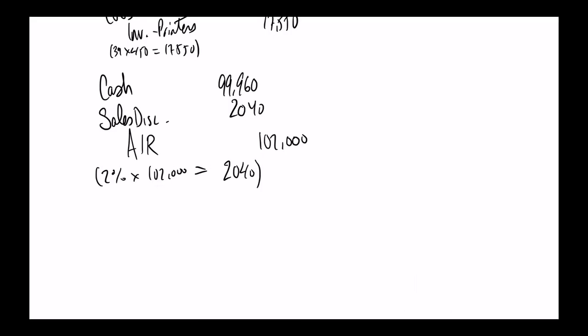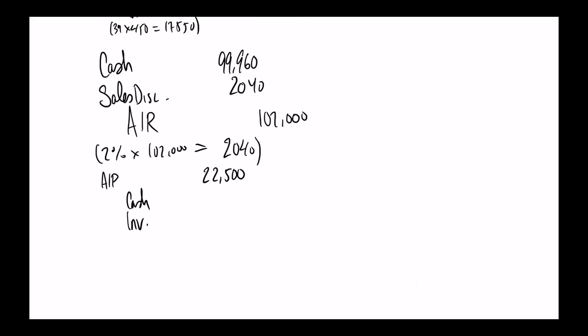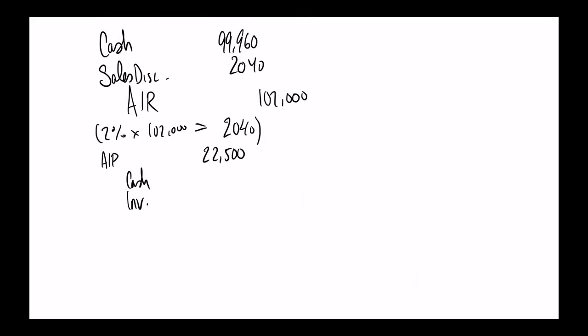So we're going to debit accounts payable to clear the amount that we owed them, so $22,500. We're going to credit cash, and we're going to credit inventory to reflect the discount we got. So 2% times 22,500 is equal to 450. So we're going to credit inventory for that. And the difference is how much we paid in cash.